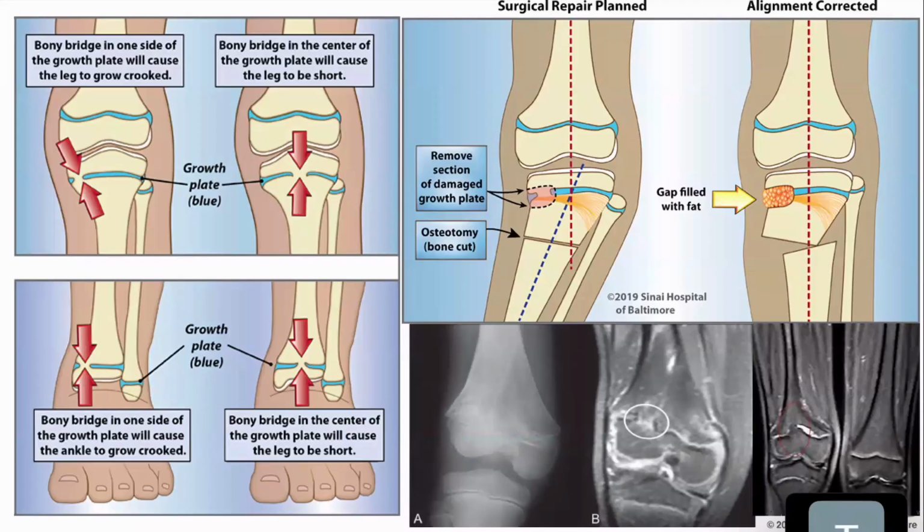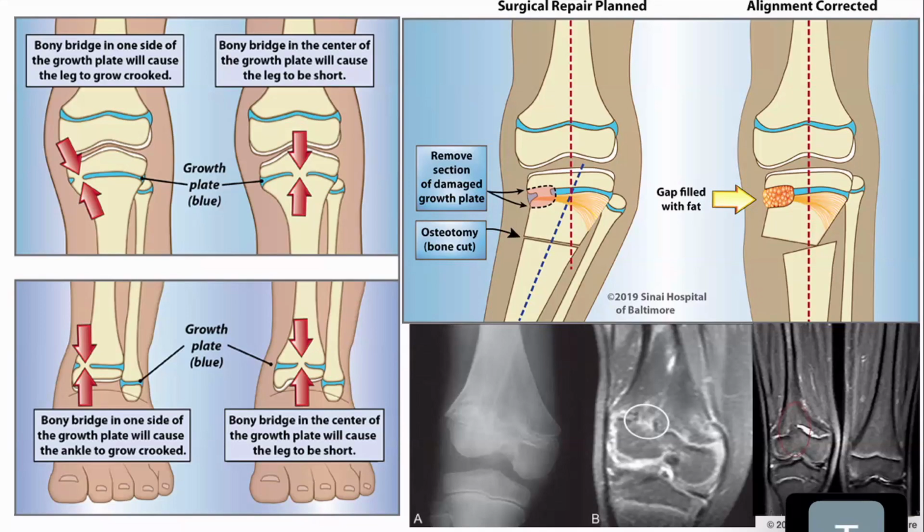So granted, growth disturbances are uncommon. They're an uncommon complication after ACL reconstructions in skeletally immature patients. And some reviews have estimated the rate of growth disturbance to be as low as 1%, while other studies have described higher rates of deformity postoperatively. And this, of course, if you have a bad one, it could potentially lead to some serious consequences.